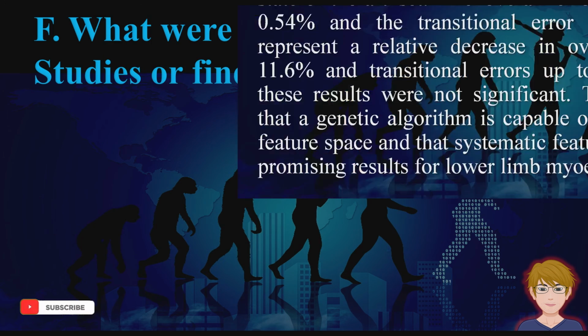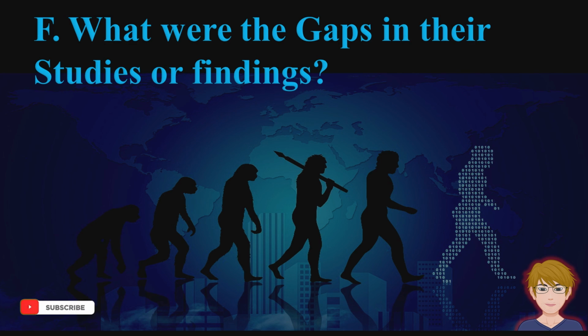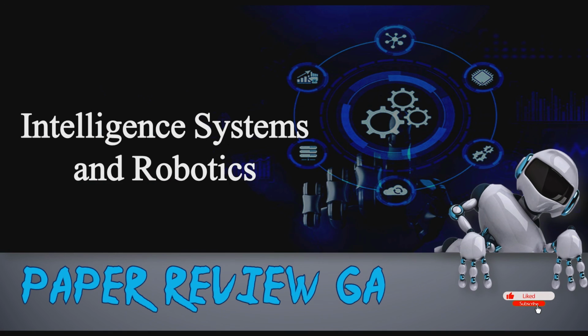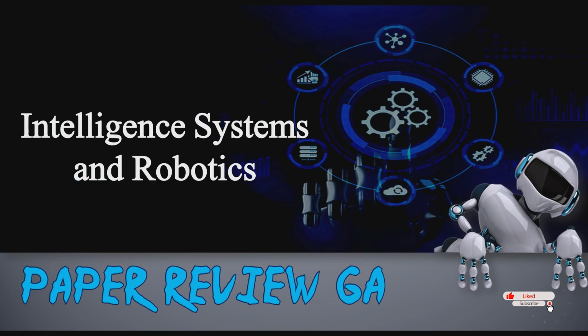And letter F, what were the gaps in their studies or findings? So what will be the gaps? Based on the findings, the gap is finding the combination of best performing features of the genetic algorithm applied in lower limb pattern recognition.